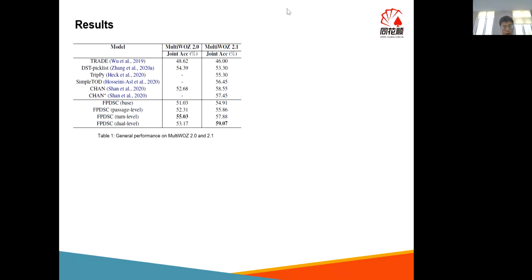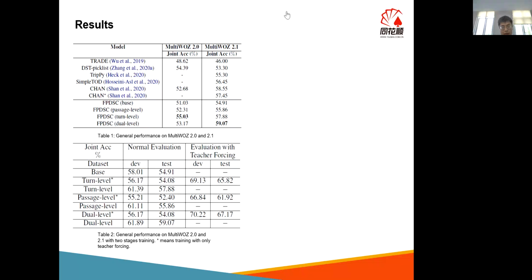Here is the result. The general performance shows that our approach reached the SOTA performance. Table 2 shows the importance of the 2 stage training. The methods with stars are trained with only teacher forcing, since the base approach does not use the previous dialog states. It is only trained with teacher forcing. The rest are trained with 2 stage training. The improvement from the uniform schedule sampling may come from the introduction of natural data noise.